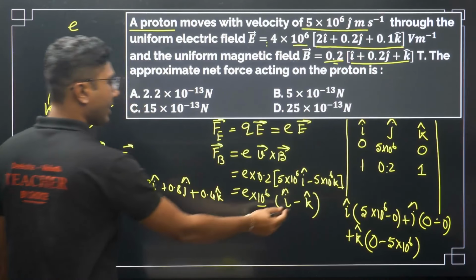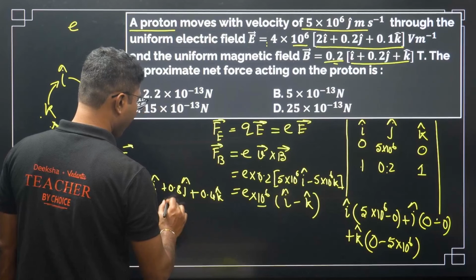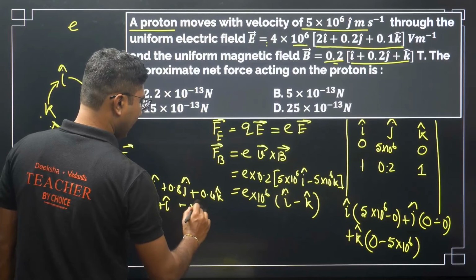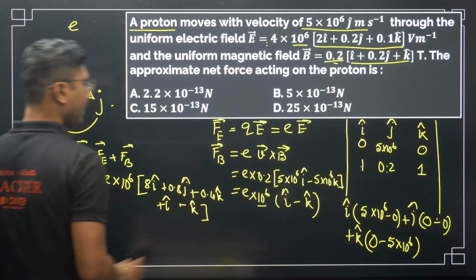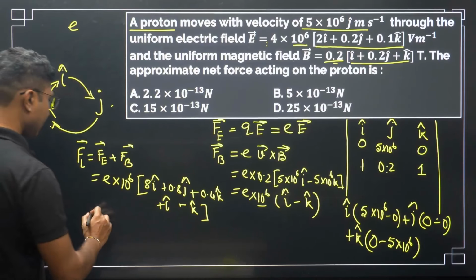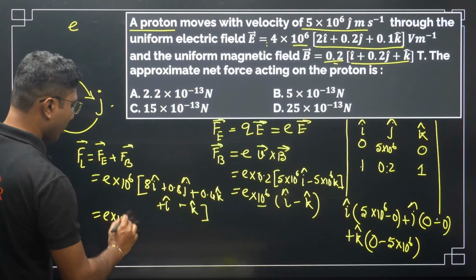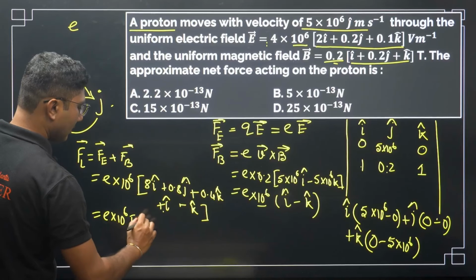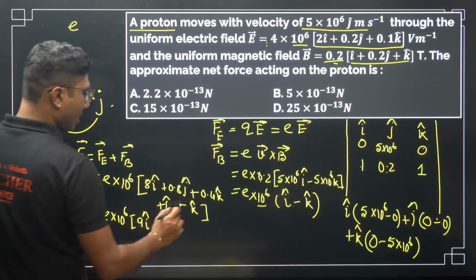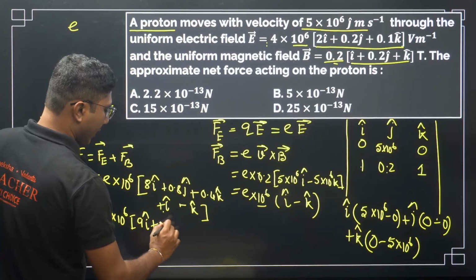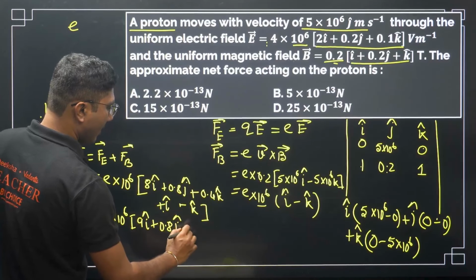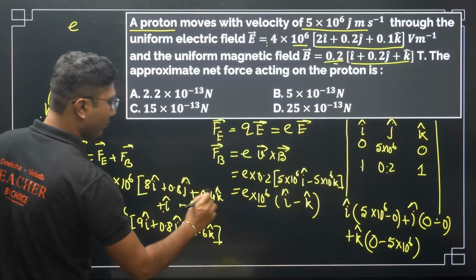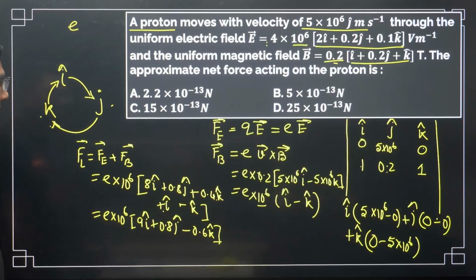Okay, and what we have here? Here we have I cap plus, minus K cap, right? Now we have to simplify this. So E into 10 to the power of 6, and 1 plus 8 is 9 I cap plus 0.8 J cap minus 0.6 K cap, right? 0.4 minus 1 minus 6.